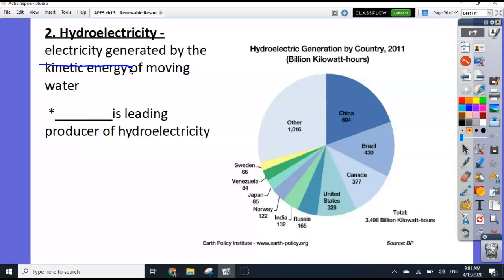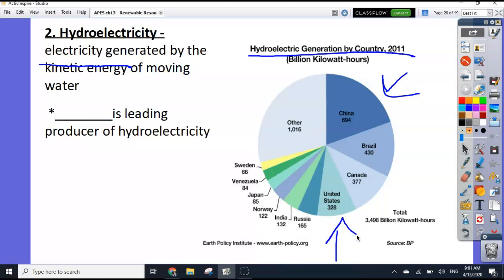Okay. If we take a look at this chart, we see we've got hydroelectricity generation by country 2011. So this is a little dated, but it's still pretty relevant. And which country is the largest producer? We see it is China. So go ahead and write that in your note packet. China is the largest producer. And if you think back to when we talked about dams, we talked about the Three Gorges Dam in China, right? This is one of the, or it is the largest hydroelectric dam that's been produced. So you can see the United States is down here.